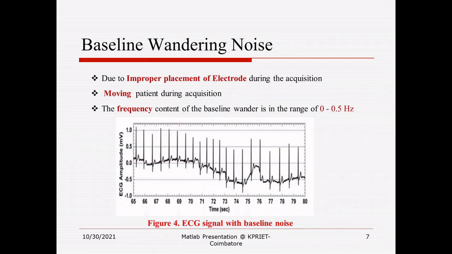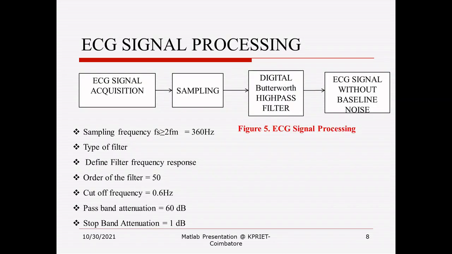So for further processing of an ECG signal, first we need to eliminate this baseline wandering noise. That can be done with the help of digital filtering. Figure 5 shows the general block diagram for removal of baseline wandering noise in an ECG signal. How the process is done: the first step is to acquire an ECG signal, which we can do with the help of a suitable electrode.